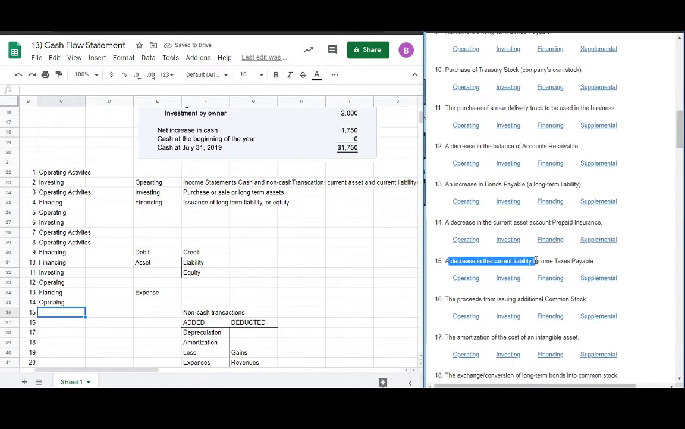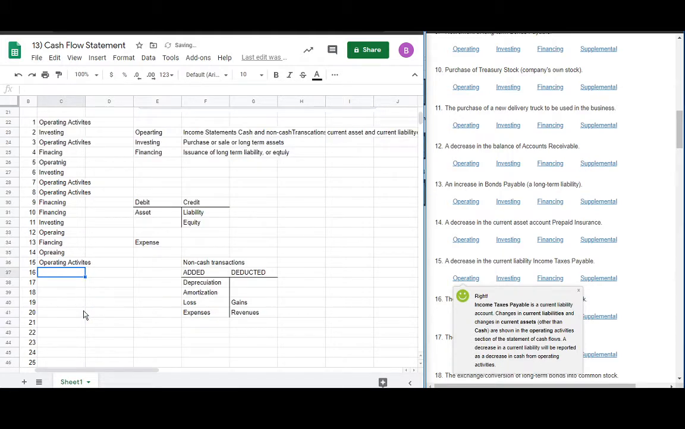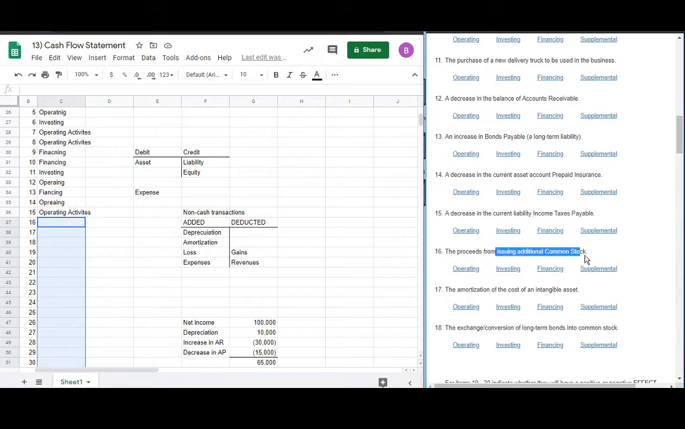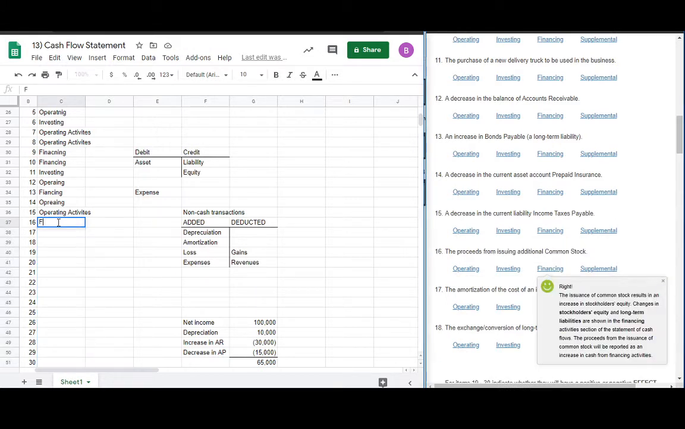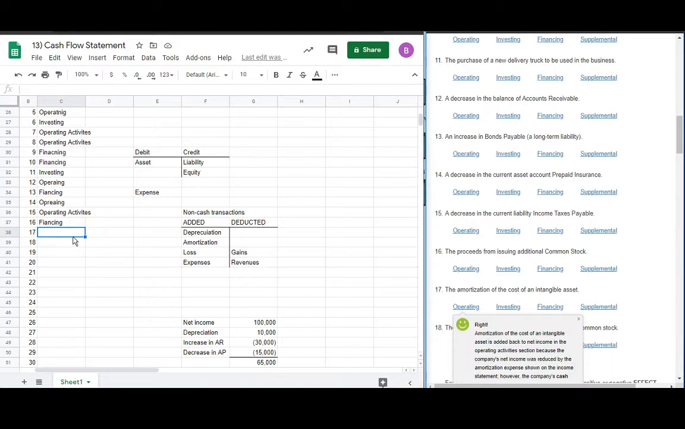Number 15, a decrease in current liability, operating. Okay, there are still many more. Number 16, the proceeds from issuing common stock. It is financing. Common stock is equity, right? Also issuing additional preferred stock. What is it? Financing. So number 17, the amortization of the cost of intangible asset. What is amortization? It is similar to depreciation. However, it affects intangible assets such as licenses, royalties. So what is it? Operating.